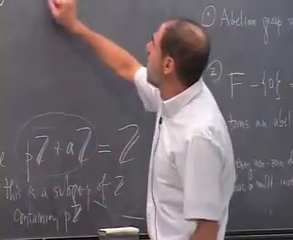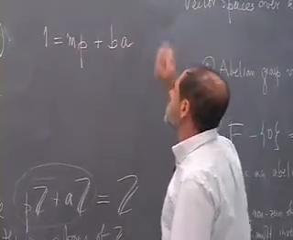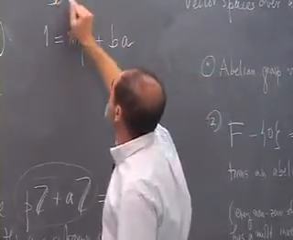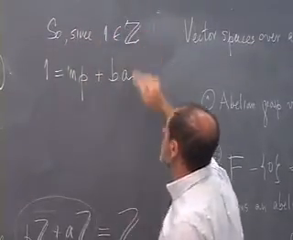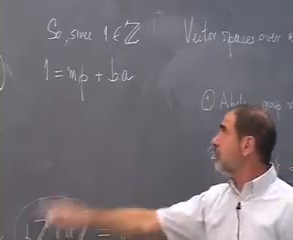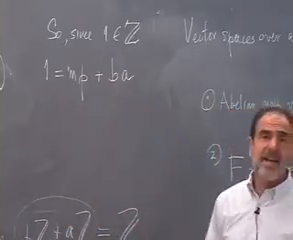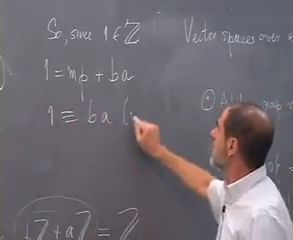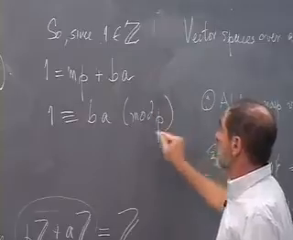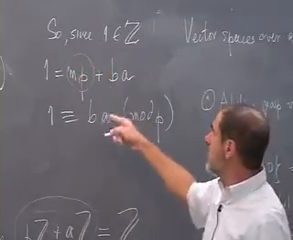So write the element 1 as some multiple of P plus some multiple of A. Since 1 is an element in Z, I can write it as a multiple of P plus a multiple of A. And now look at this identity mod P. That says that 1 is congruent to BA mod P, because this is divisible by P. And there is my inverse B.